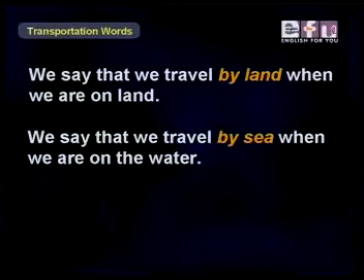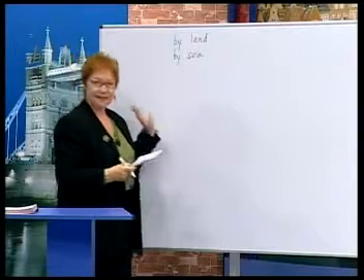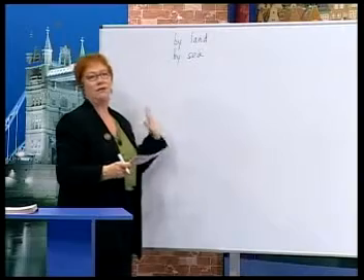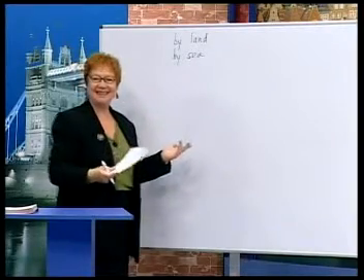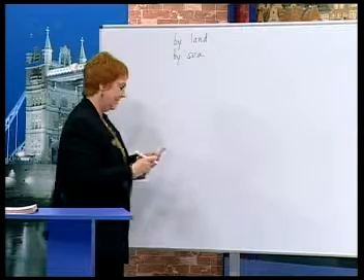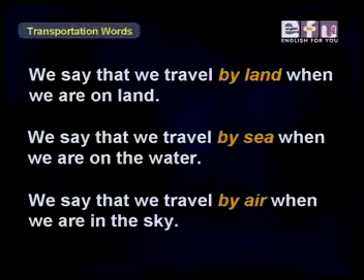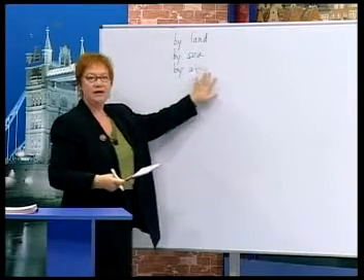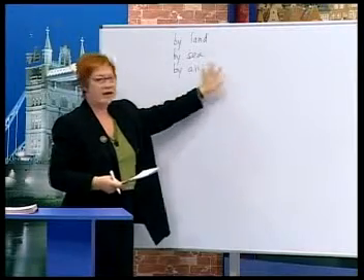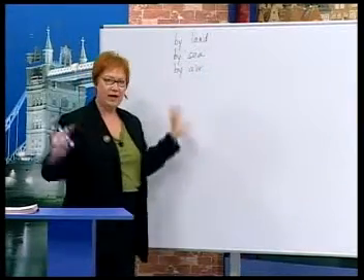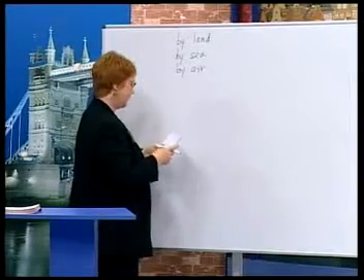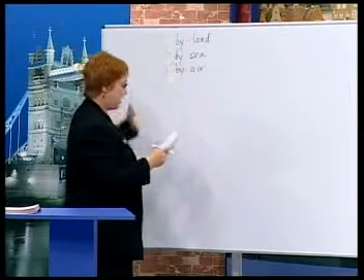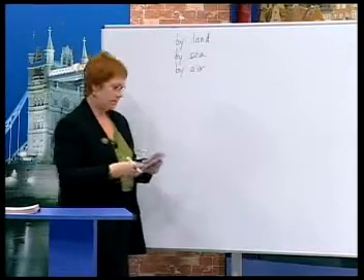We travel by sea when we are on the water, for example, the sea or the ocean. Okay? And we travel by air, of course, when we are in the sky. Plane, helicopter, balloon, wings maybe. Okay? So we talk about by when we talk about how we travel.